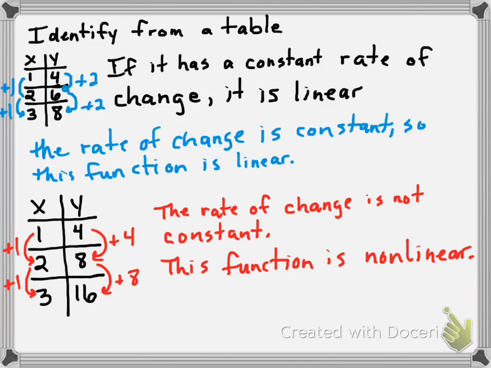Okay, so to identify from a table, you have to find the rate of change across the whole table. Okay, you can't just find the rate of change for one or two sets of points. You have to find the rate of change across the entire table and determine if that rate of change is constant. If it is, it's linear. If it's not, it's nonlinear. It's as simple as that. So it's all about, can you find the rate of change, and is it constant or not?